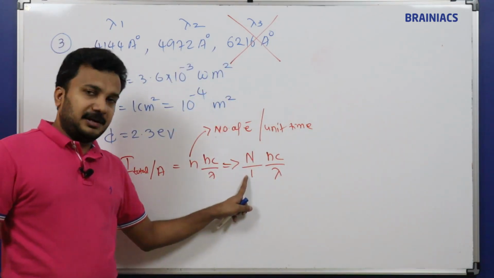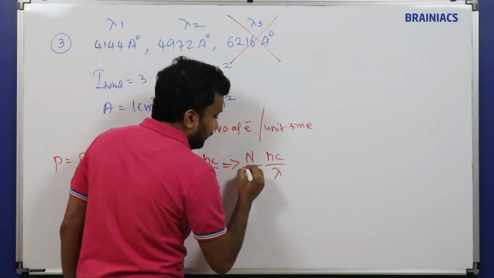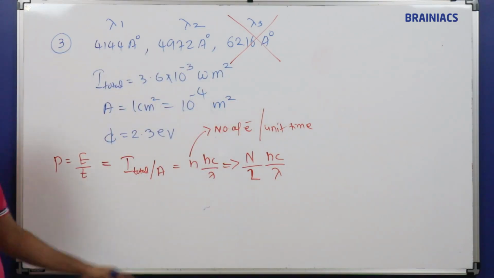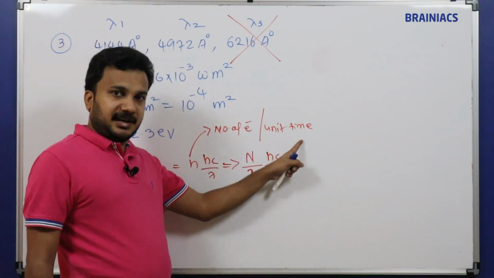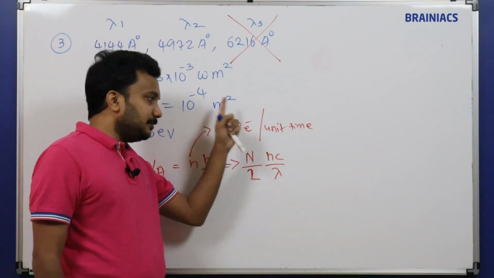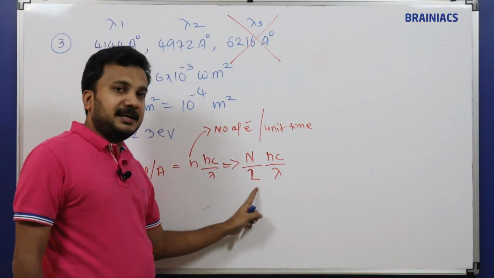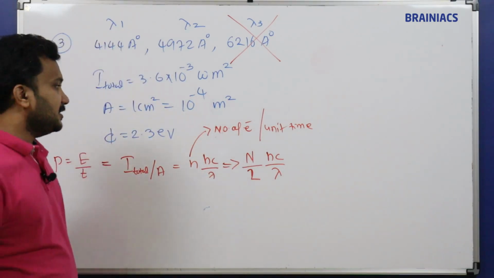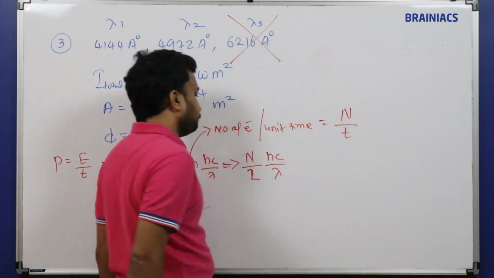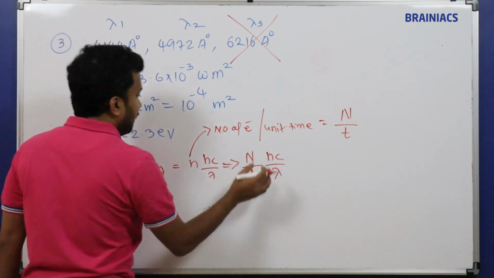Okay, if it is kept as 1 second, then you can keep it as 1. But in the question, how many seconds are given? 2 seconds is given in the question. So number of electrons per unit time. Unit time means 1 second, but in the question it is given as 2 seconds. So we are taking number by time. So small n is equal to capital N by time. So that's all. Now from this we have to find out the value of n.